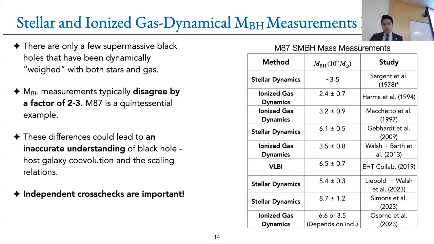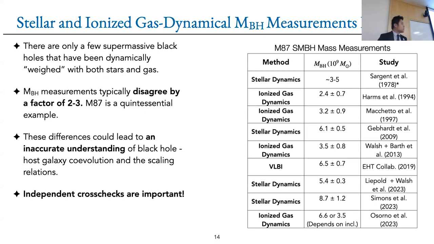These disagreements could lead to an overall imperfect or inaccurate understanding of the scaling relations and our interpretation of how black holes and their galaxies co-evolve through cosmic time. So it's very important to make some independent cross-checks. It would be great if there was some method that can measure objects that have disagreements and really pin down precisely what the correct answer is.